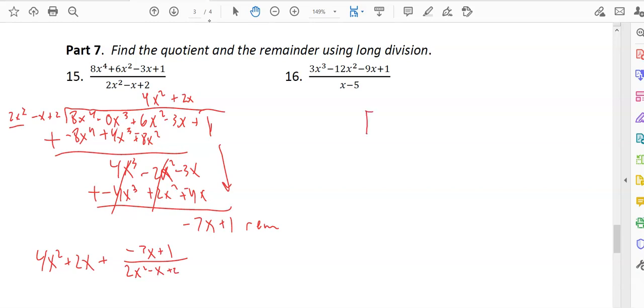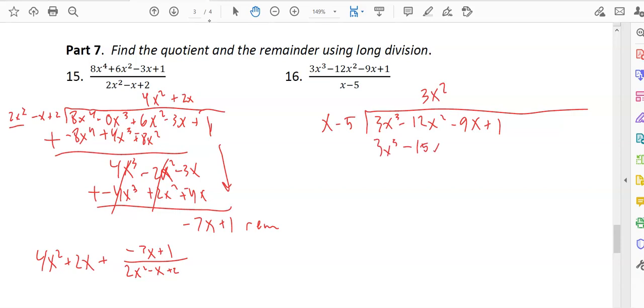Okay, another long division problem here. So we've got 3x to the third minus 12x squared minus 9x plus 1. So x times what is 3x? So that'd be 3x squared positive. So we get 3x to the third minus 15x squared. Subtract that, which means everything changes. This would be 3x squared minus 9x.